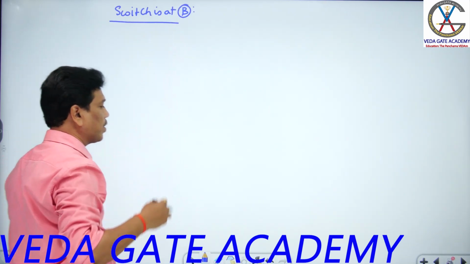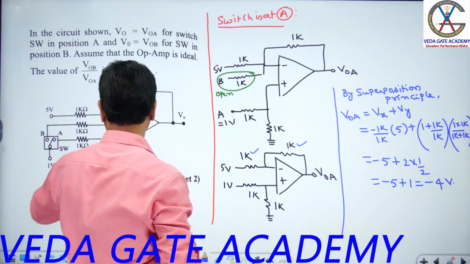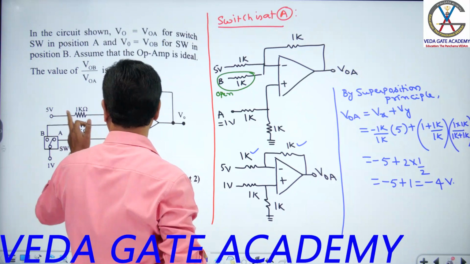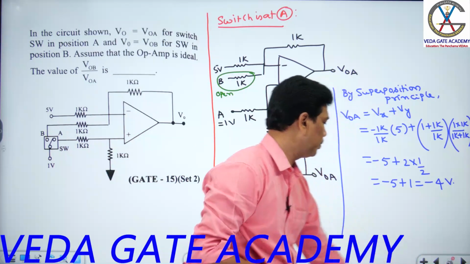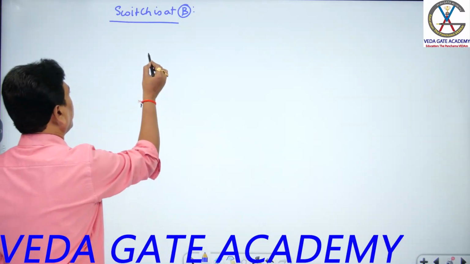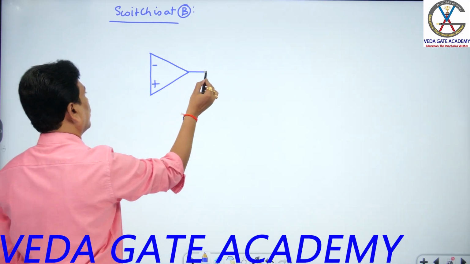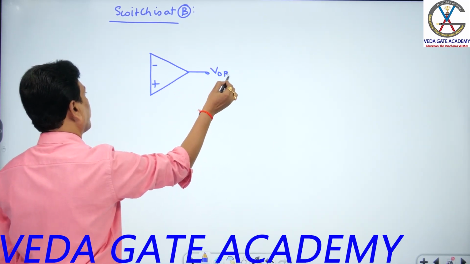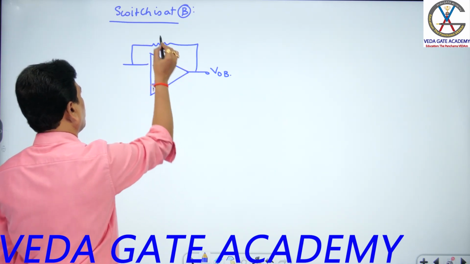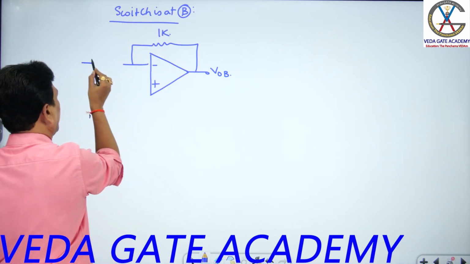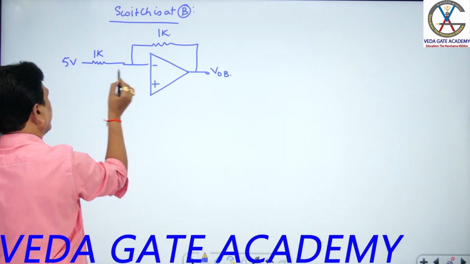Next case, the switch is at B position now. I redraw that circuit diagram, sir. First one: 5 volt, 1K, 1K is there, inverting node. This is V0B now, we can call. This is 1K, sir. Again 1K is there. Here already directly 5 volt is there.